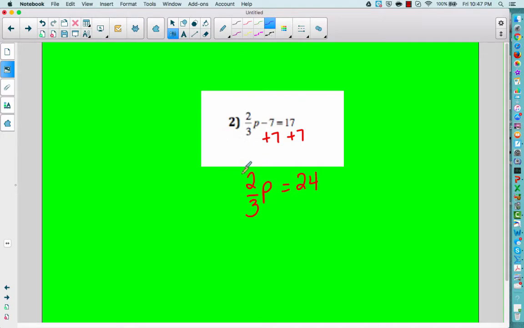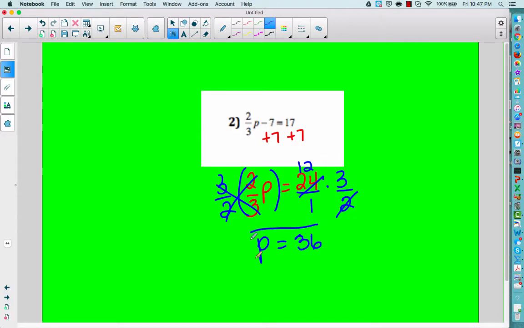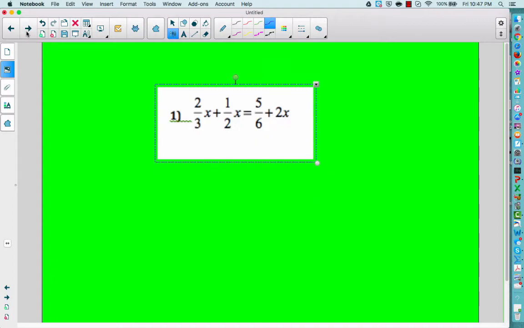So I can multiply both sides by the reciprocal of 2/3. These cancel and you're left with p. You put 24 over 1, so 2 goes into 24 12 times, and 12 times 3 is 36. All right, so those are some basic fractional equations.